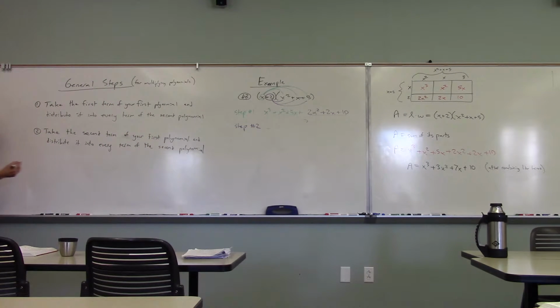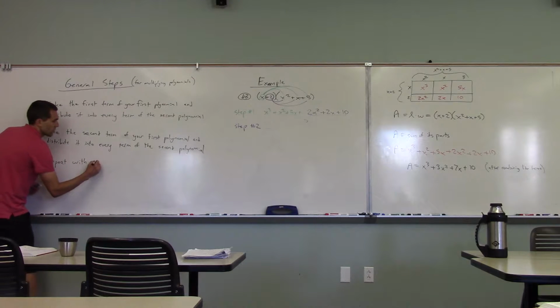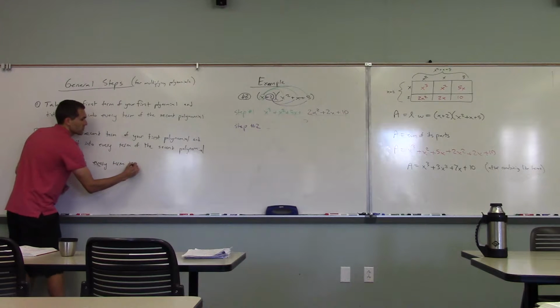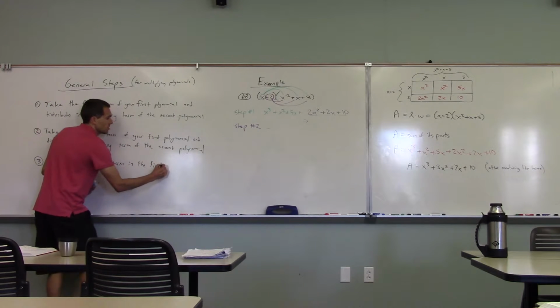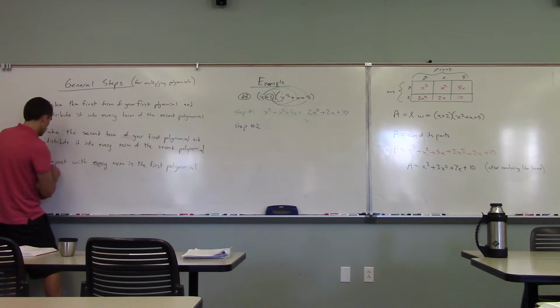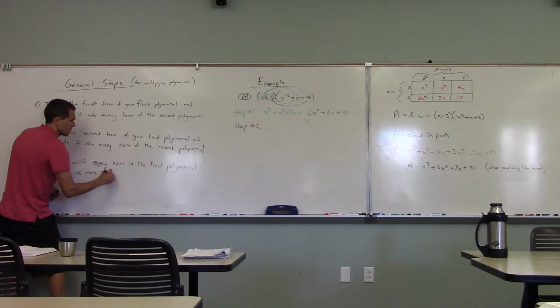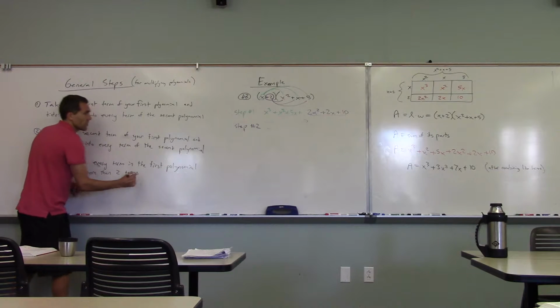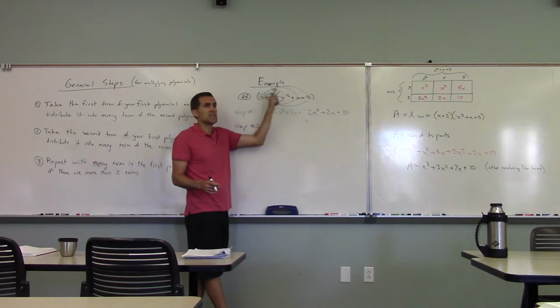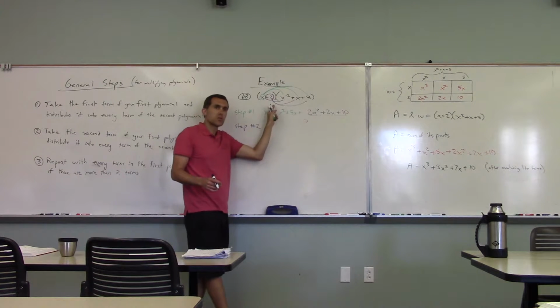And then step 3, which isn't here and won't show up that often, is repeat with every term in the first polynomial if there are more than two terms. Right, so if there was a third term, and a fourth term, and a fifth term, you would continue the same pattern. You would distribute it into everything. Distribute the next one into everything. Distribute the third into everything.